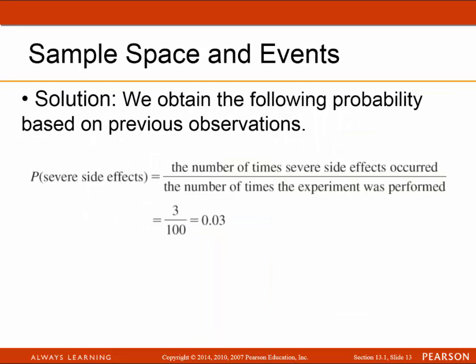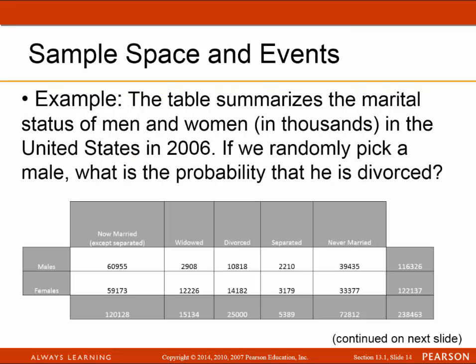So now we obtain the following probability based on the previous observation. So the probability of severe side effects is the number of times that severe side effects occur, which is 3, divided by the number of times the experiment is performed, which is 100. 3 divided by 100 is 0.03. Here's an example.